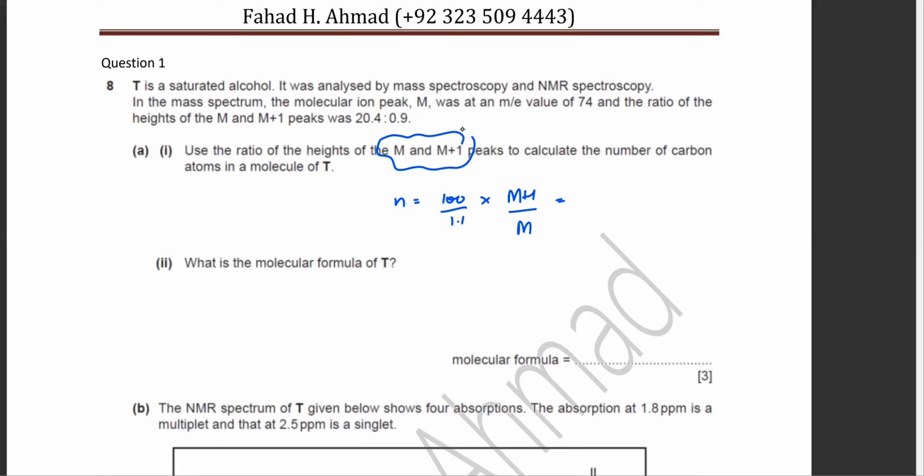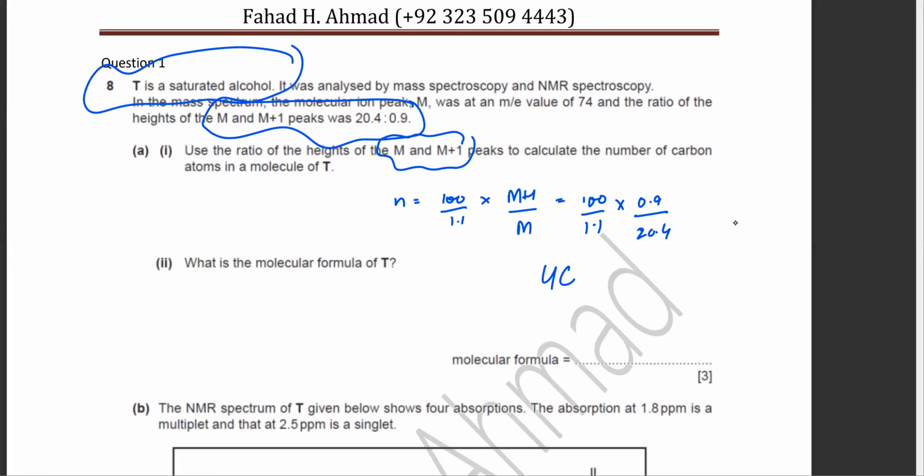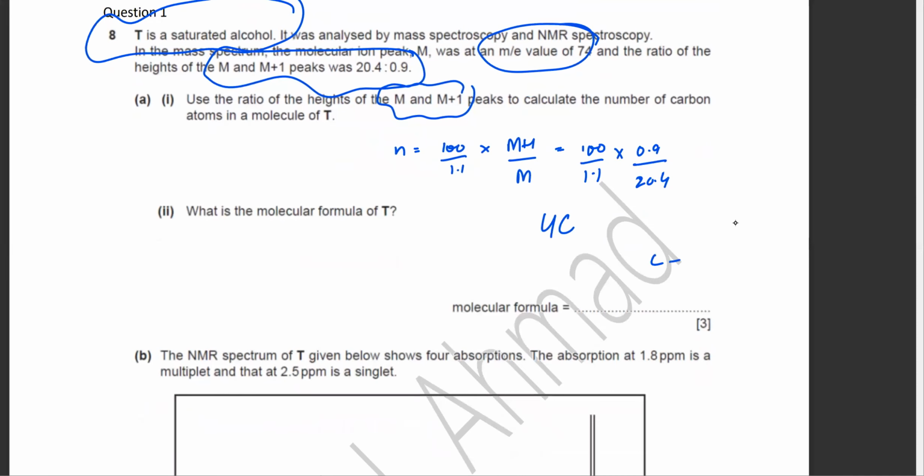So can anyone tell me the number of carbon atoms first? It's 100 over 1.1 into 0.9 over 20.4. This is the m+1 peak ratio. Can you even quickly calculate this? 4.01. So that means you've got 4 carbons. It's already told you it's a saturated alcohol, and it has an MR of 74. So, a 4 carbon atom alcohol.